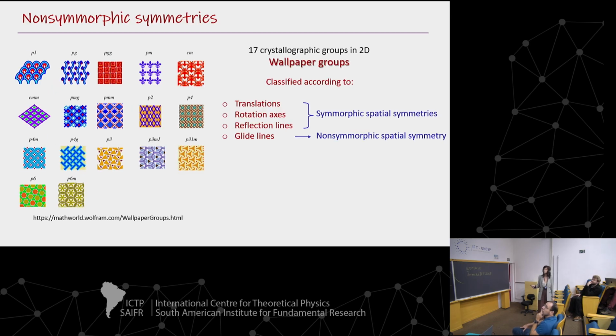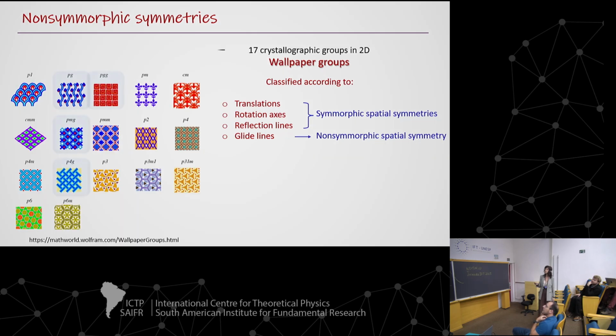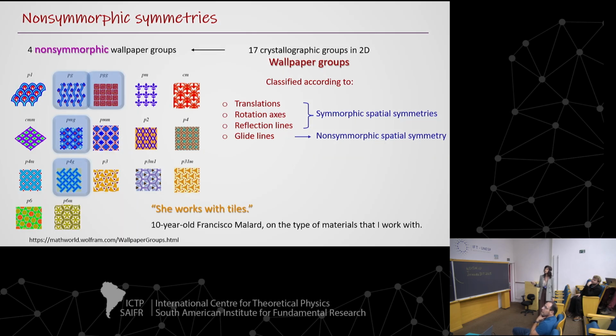So, okay, about non-symmetric symmetries, in 2 dimensions, which is the number of spatial dimensions these materials live in, we have just 17 crystallographic groups, which are called wallpaper groups, and they are represented by these nice wallpaper types of patterns. And of course, they are classified according to their symmetries. And among these 17 groups, there are only 4 non-symmorphic groups.